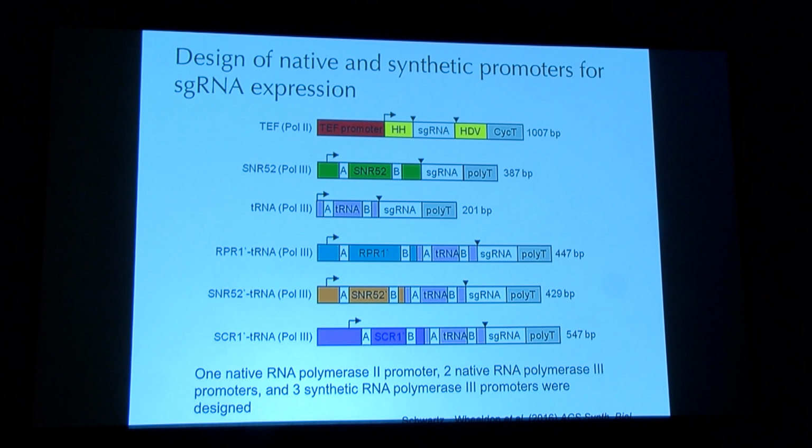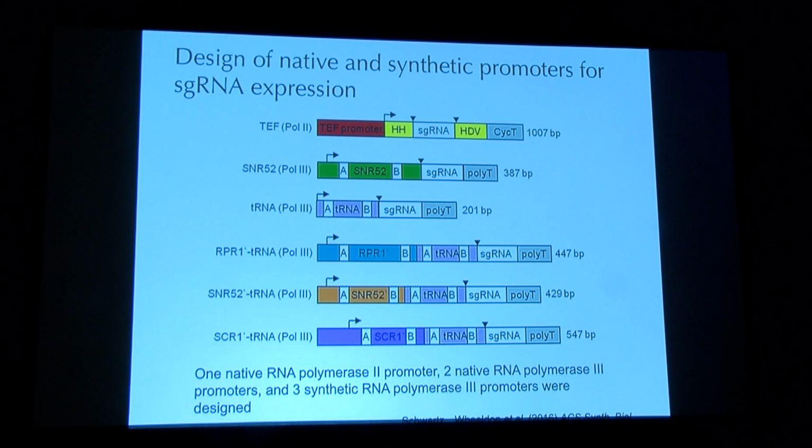He designed a series of different promoters, right? An RNA polymerase II promoter with 2 ribozymes on either side, and then a whole series of RNA polymerase III promoters. One RNA polymerase III promoter is SNR52, which is a typical one that was demonstrated in Saccharomyces first, as well as a tRNA from glycine, which is also a polymerase III promoter. And then concatenations of this tRNA with different native RNA polymerase III promoters. This is just the fusion of those promoters, making a kind of hybrid synthetic promoter.